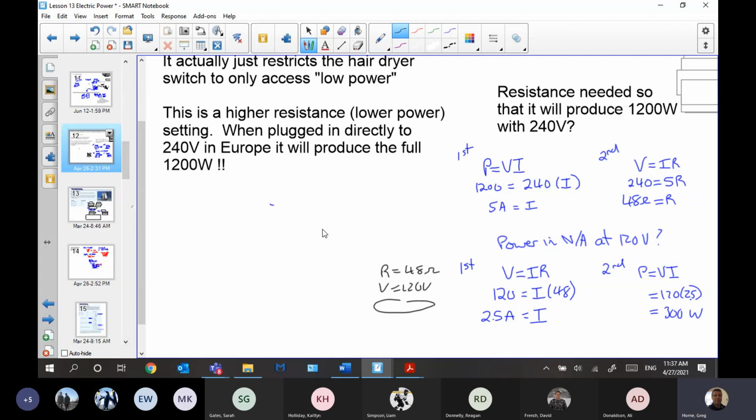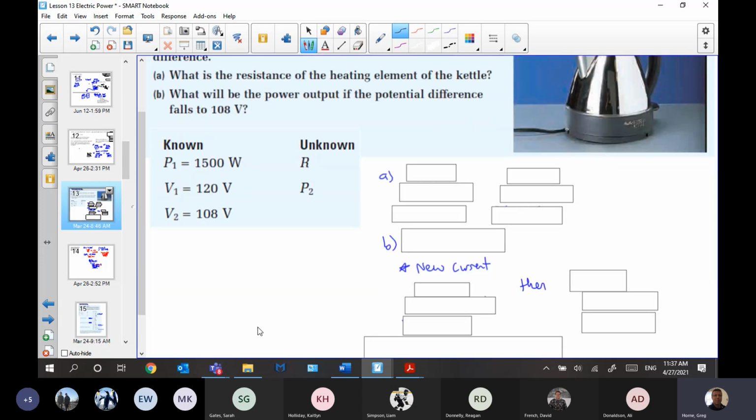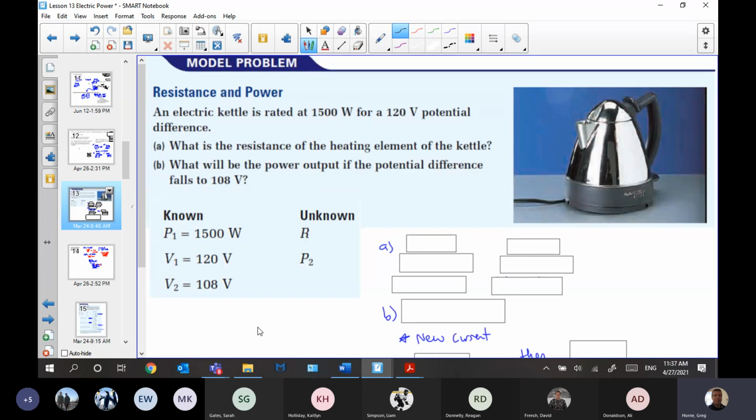All right, so that's a very common thing to be able to sort of think through and calculate and so on. This one I might just reveal it and then you can look through it again on your own. But this is just a kettle, 1500 watt, 120 volt. What's the resistance of the heating element? And what's the power output, and so on. Now this question here is, it's not just that it's going to be a little bit less, right? It's going to be less by double.